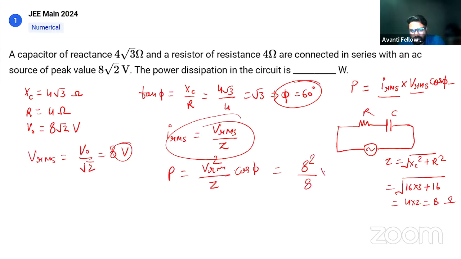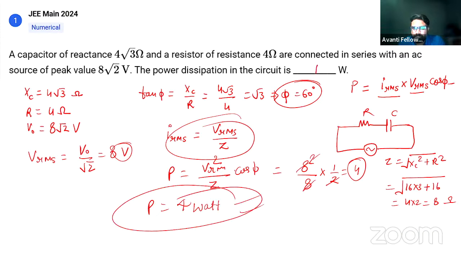So it is 8. Cos phi will become cos 60, which is 1 by 2. This will cancel. 2 2 is 2, 4 is 8. So power here is 4 watt. So 4 watt is the answer of this question.